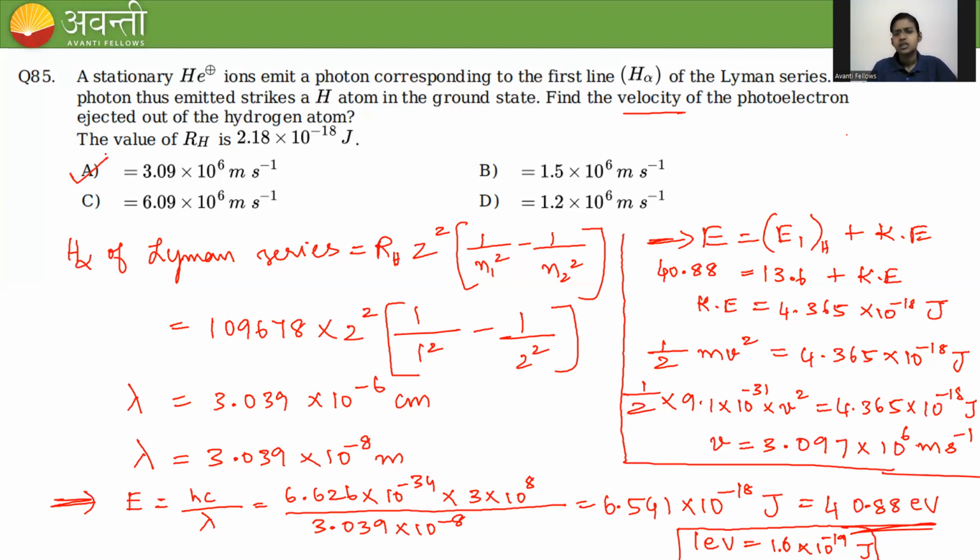Okay. That's a big question, but we have to find out the velocity from kinetic energy. So we are getting the kinetic energy using the energy. And firstly, we are finding out the wavelength. Okay. So find out the wavelength, find out the energy, then substitute to get the kinetic energy, and from that get the velocity. Got it?